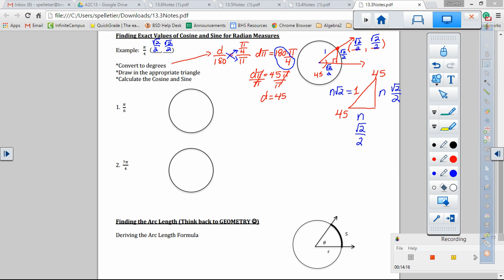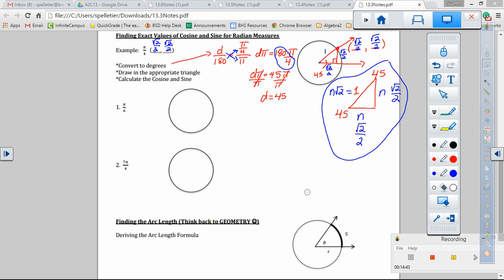Okay, so convert to degrees, draw your triangle. If you already have your unit circle in front of you, you won't need to calculate this part. You won't need to do the triangle part. You'll already know what the cosine and sine at 45 degrees is. So let's do pi over 6. Let's grab our unit circle and figure out what pi over 6 is.